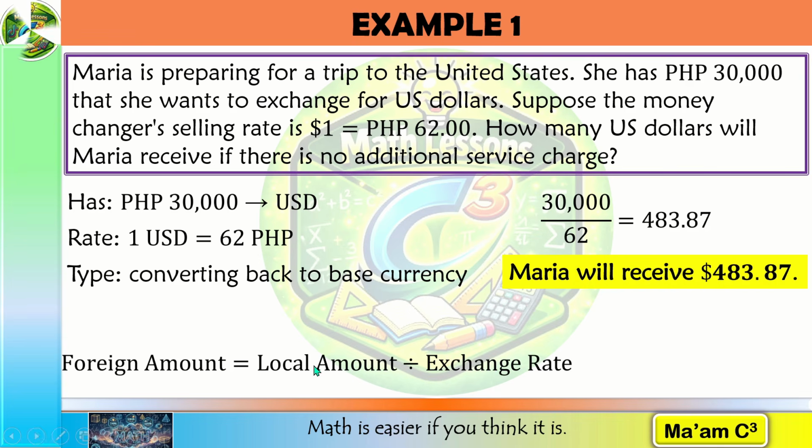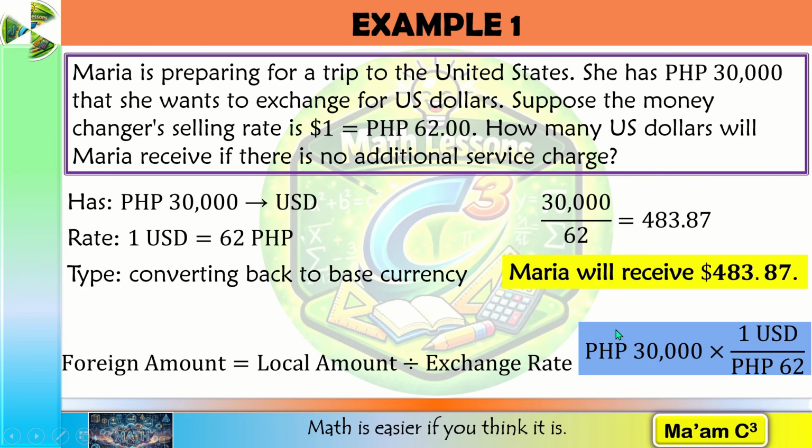You may also want to use one of our core formulas. Foreign amount is equal to local amount divided by the exchange rate. So the local amount here is 30,000 divided by the exchange rate, which is 62 pesos. You will still arrive at this one. Or you may use the unit cancellation technique. Since we want to convert to US dollar, the USD should be on top of the fraction bar. In that manner, the PHP units here will cancel out. It is still 30,000 times 1 divided by 62. You will arrive with the same answer. Any of the three techniques works fine. It's up to you to choose one.